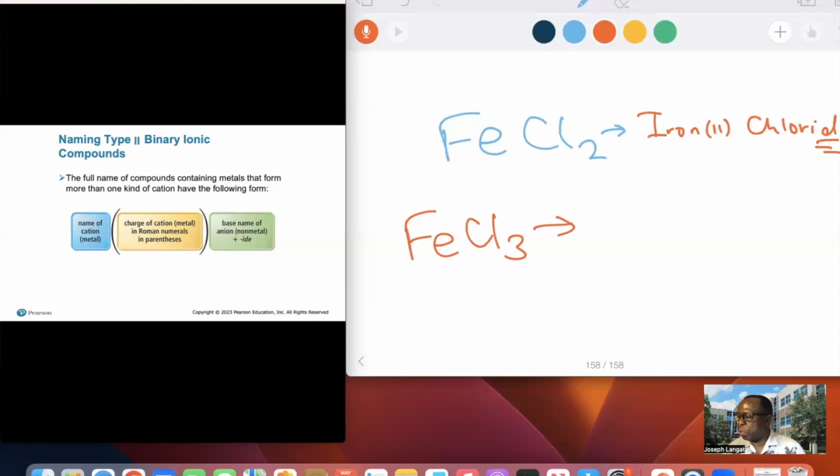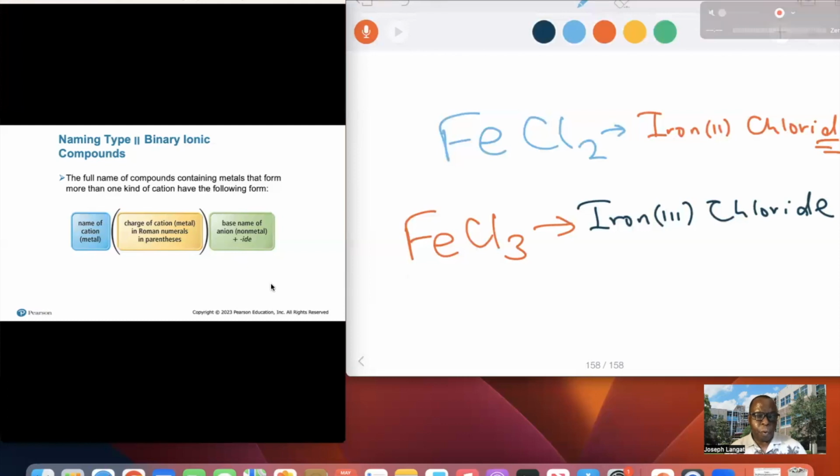Now, FeCl3, this will be iron, and then the Roman numeral here indicates the charge on the cation, then the word chloride, which is the base name for the anion, the non-metal in this case. This is just the general idea. It will take practice, guys, to really understand how to go about it, all right?